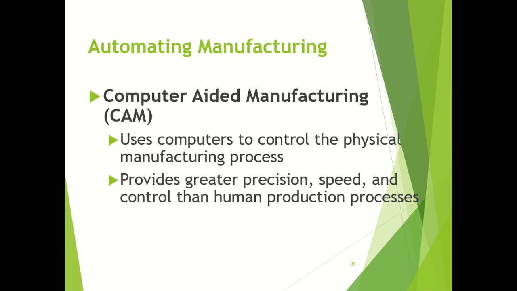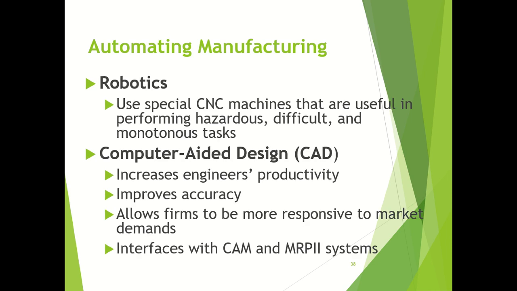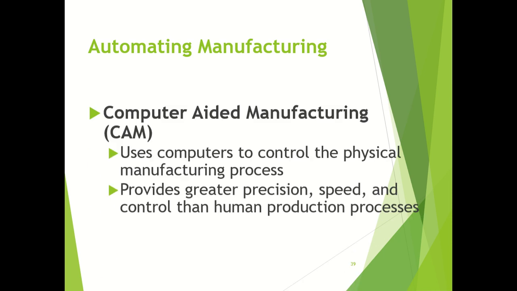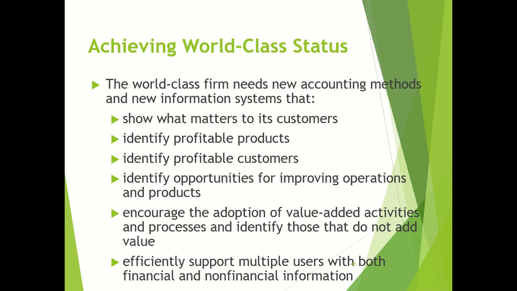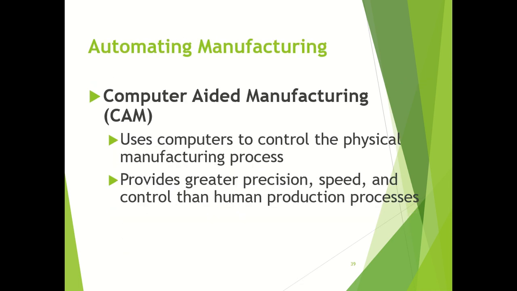The computer-aided manufacturing, yung CAM kanina, uses computers naman to control the physical manufacturing process. Okay, it provides greater precision, speed, and control than human production processes. Ano pinagkaiba niya sa CAD? Okay, si CAD is attributed to more on the design. Si manufacturing, it's more on the processes itself already. Okay? So eventually, may questions pa kayo about automating the manufacturing processes?